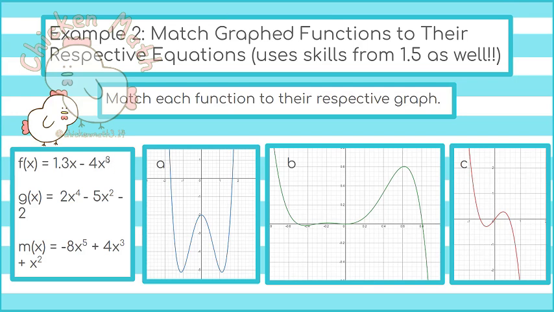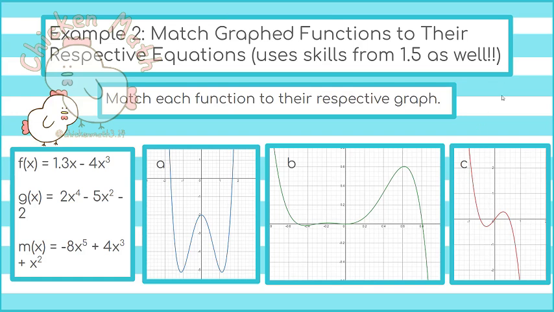So it has an odd degree. And we can see that the coefficient is negative. So we know that on the left-hand side, it will reach positive infinity, and on the right-hand side, it will reach negative infinity. Now we can see two examples here that have those same characteristics.